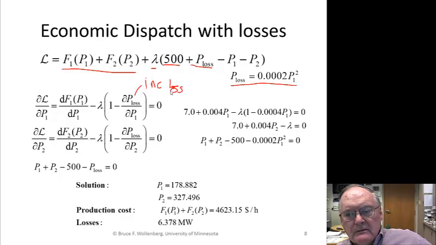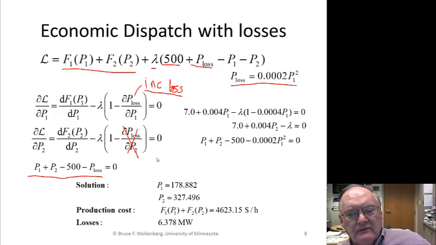You can see how terribly difficult it is to write with a mouse. So this is called the incremental loss here, and it plays a big part in dispatching power systems that have losses. Similarly for bus number 2, of course this term is 0 because the loss has no term affected by P2, and then we have the sum P1 plus P2 must add up to 500, the load plus the losses.